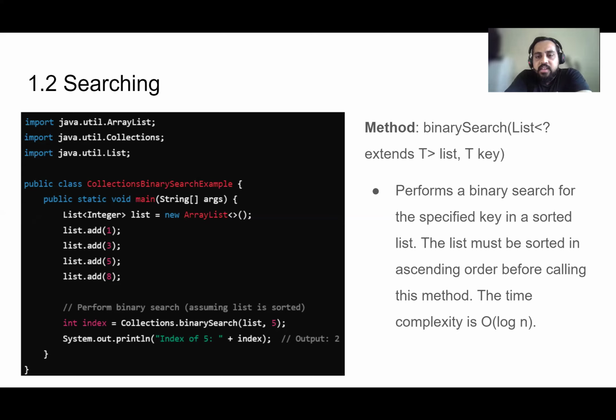This performs a binary search for a specified key in a sorted list. And the condition for every binary search is that the list should be sorted. The list should be in ascending order before calling this one. The time complexity for that is O of log n.